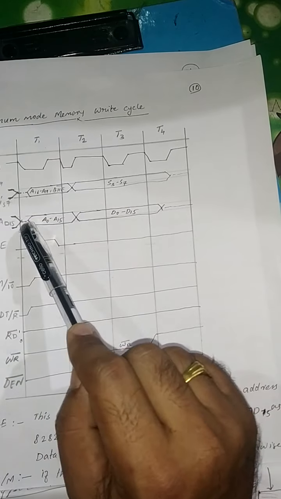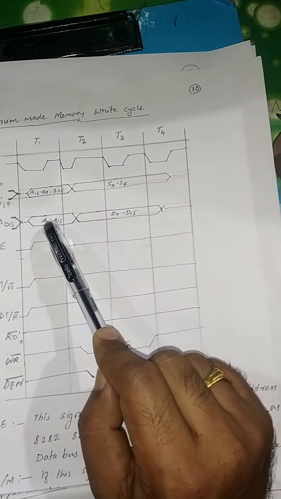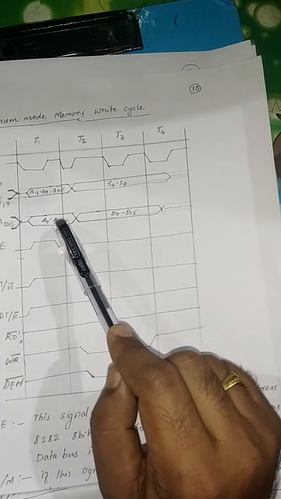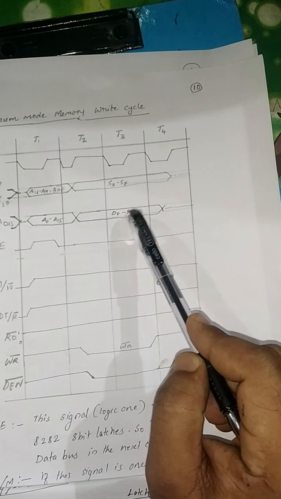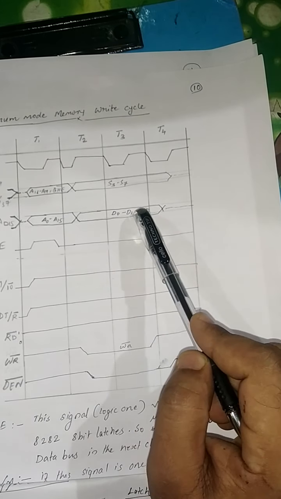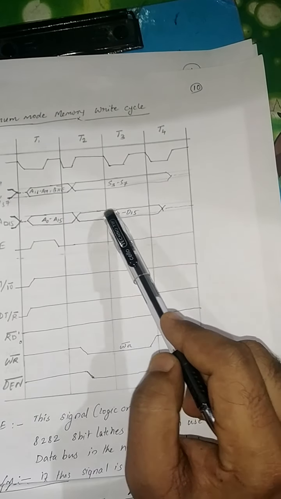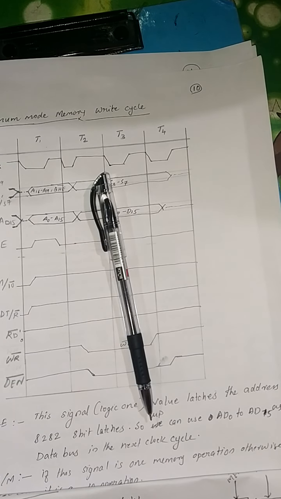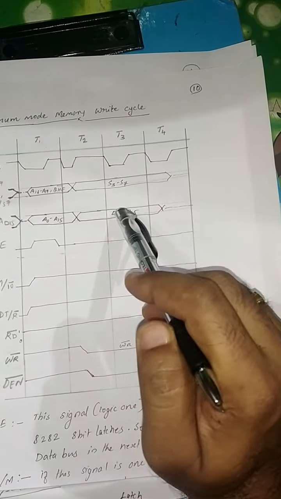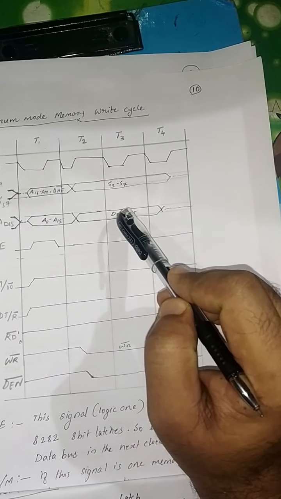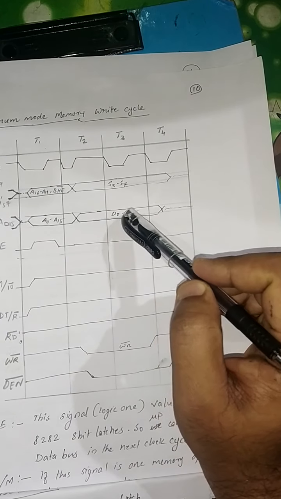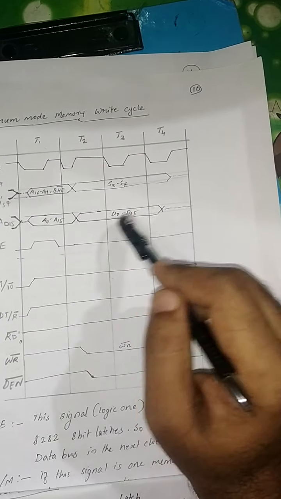So AD0 to AD15, as I told you, initially we need to locate the address where to write. So initially it acts as the address bus, then it acts as the data bus. 16-bit data will be transferred to the microprocessor when it is a memory read operation, and 16-bit data will be transferred to memory when it is a memory write operation. In this case it is a memory write operation.